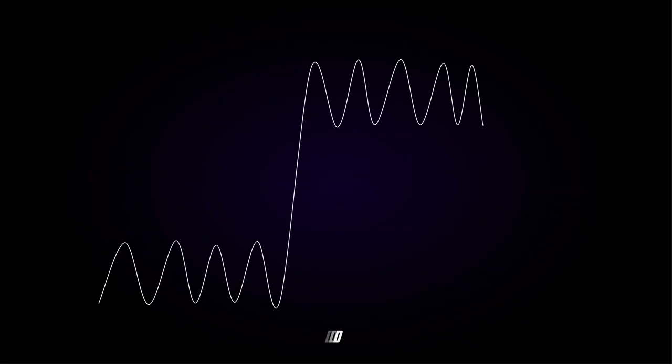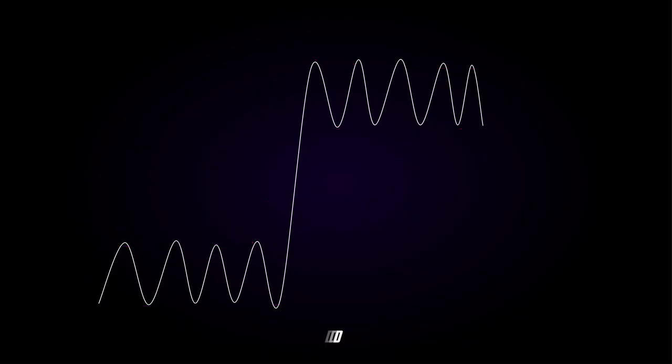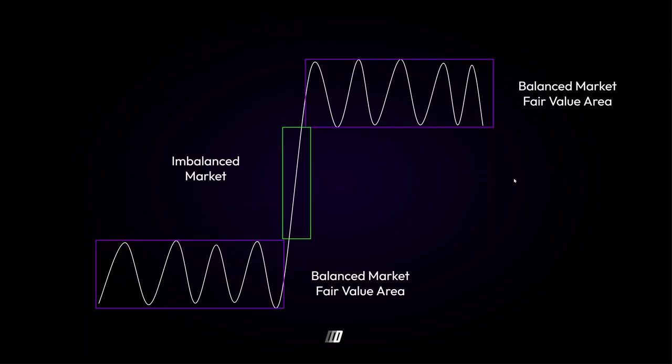And we start from this model, okay? Which is a very simple model. Consolidation, balance, fair value, imbalance, no fair value, search for liquidity, price discovery, and then again, balance. Okay? These are the main phases of the auction market theory model.